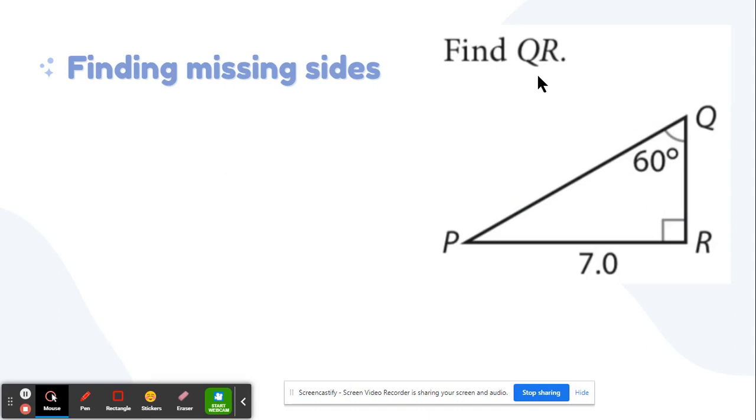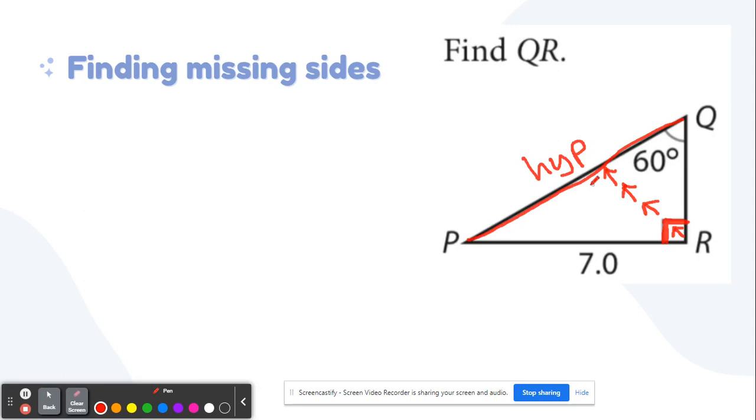So first, I'm going to label everything in terms of opposite, adjacent, and hypotenuse. So here's my angle. And before I even look at the angle, I'm going to actually trace over the 90. Why am I tracing the 90-degree angle? Because the 90-degree angle makes a little arrow if you follow the shape of it. And that means that PQ is known as your hypotenuse. Notice we do not have a hypotenuse value. I'm just labeling it as hypotenuse.